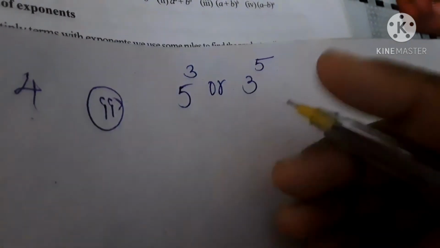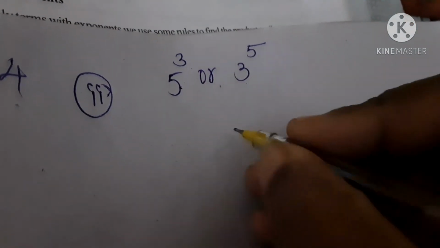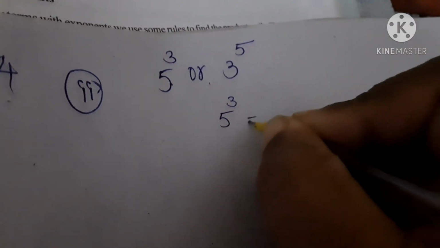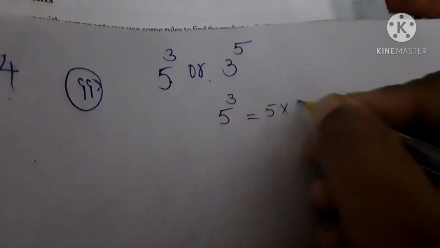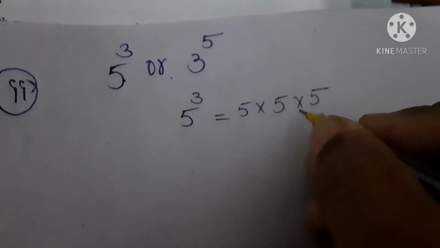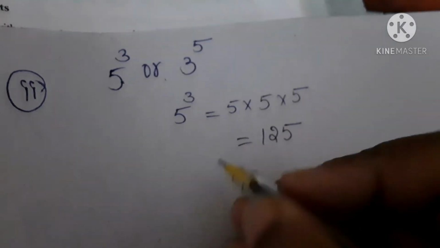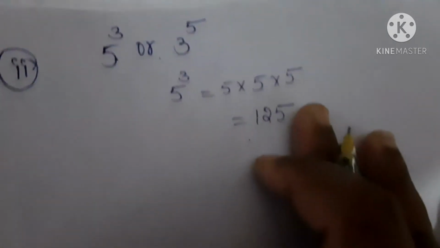Second one, 5 power 3 or 3 power 5. 5 power 3 means 5 repeated 3 times, 5 into 5 into 5. 5 fives are 25, 25 fives are 125. So 5 power 3 equals 125.